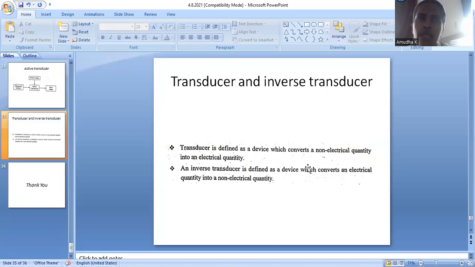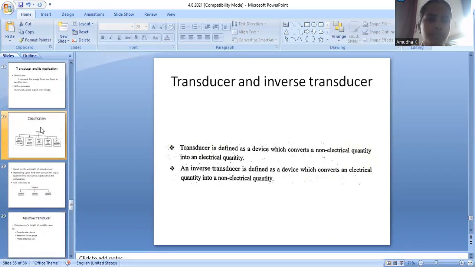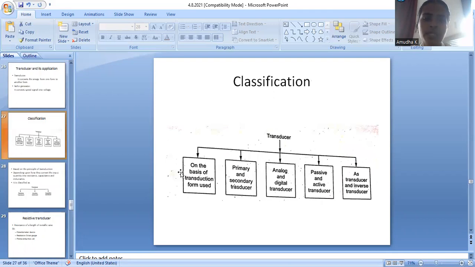Error in a transducer is analyzed by different parameters like arithmetic mean, deviation, standard deviation, variance, median, and mode. Transducers are classified by the principle of transduction, primary or secondary, analog or digital, passive or active, and transducer or inverse transducer. So this is the major classification.